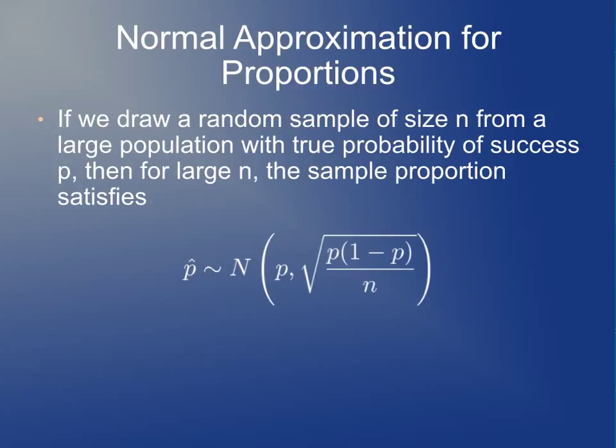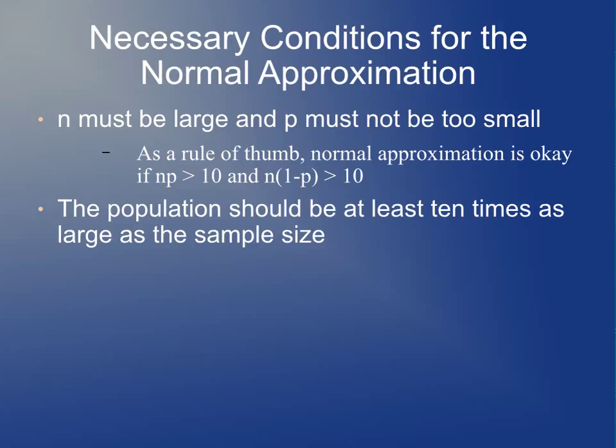And if we draw a random sample of size n from a large population with true probability of success p, then for sufficiently large n, the sample proportion should be approximately normally distributed with mean p and standard deviation square root of p times 1 minus p divided by n. And in order for this approximation to be valid, n must be sufficiently large and p must not be too small.